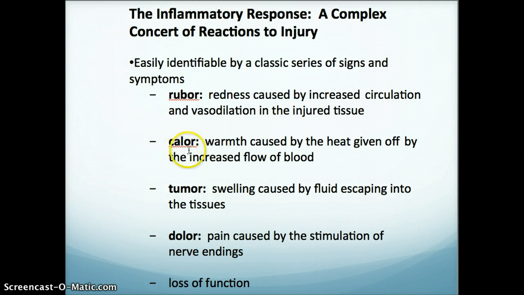We also will see calor, which is also caused by that increased flow of blood, which would be a warmth that you would feel in an area of inflammation. The swelling caused by fluid escaping into the tissue is called tumor. And then lastly, we would have dolor, which is pain that is caused by the stimulation of the nerve endings in that area of injury with regards to inflammation. You also may find loss of function of an area with inflammation.